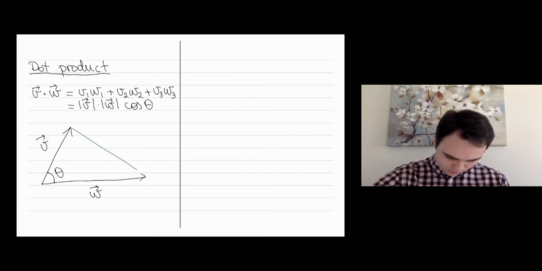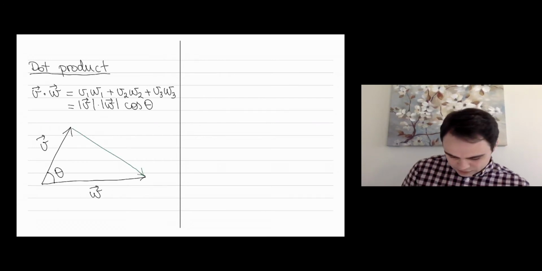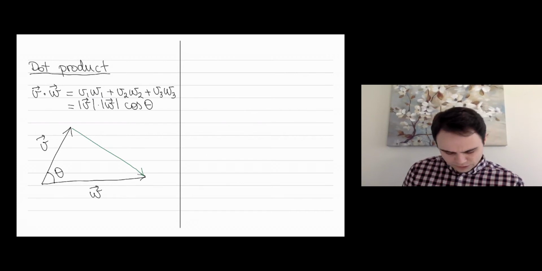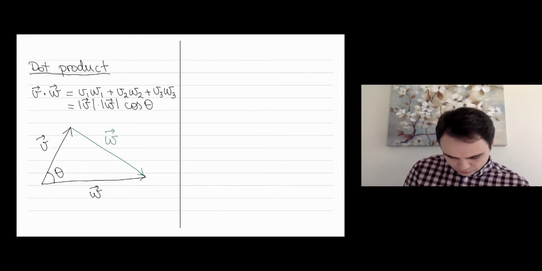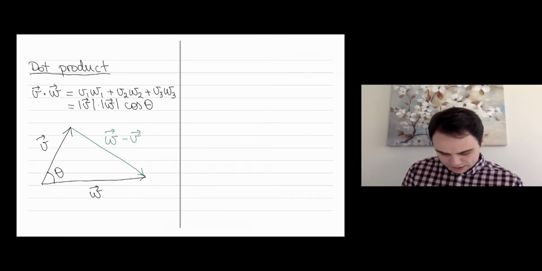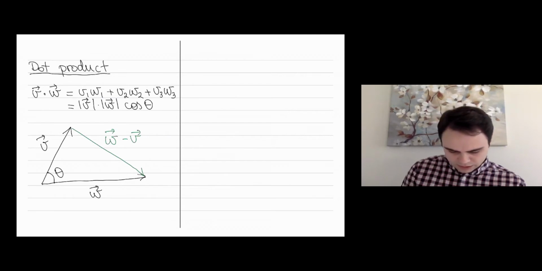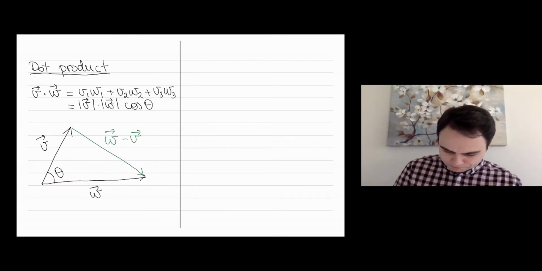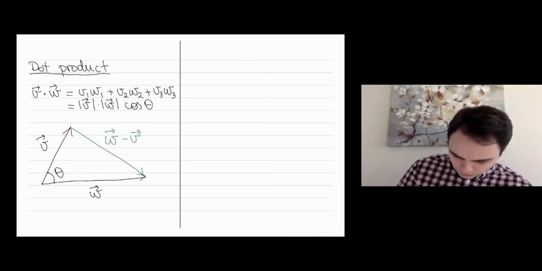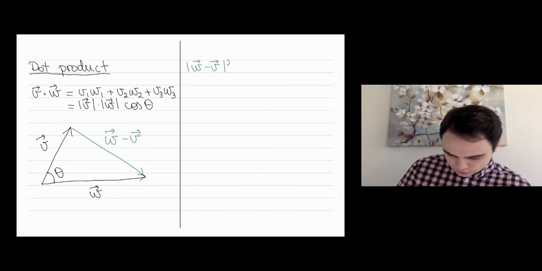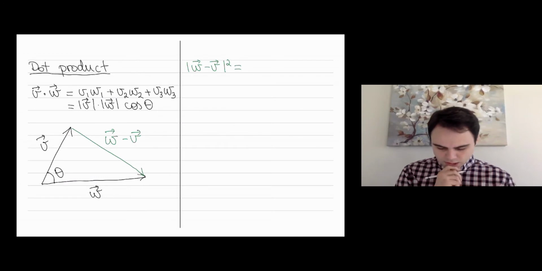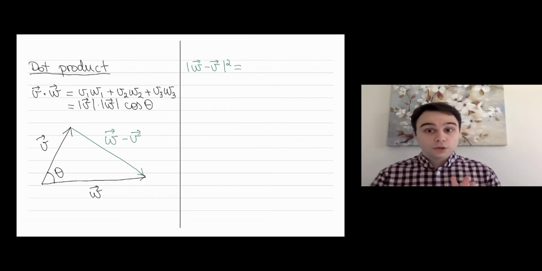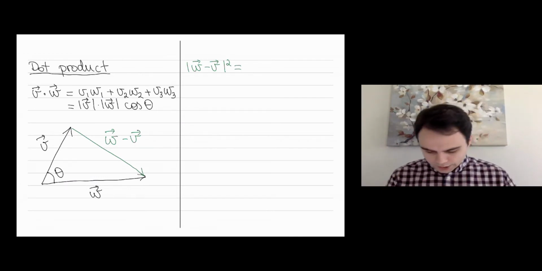I'm going to look at this other vector here, which points from v to w. That's w minus v, right? You see, if I add w minus v plus v, if I add these two vectors, I get w. Okay, so I look at this vector, and then I ask myself, what is the length of this vector squared? So w minus v squared is, so now there are two ways to compute this.